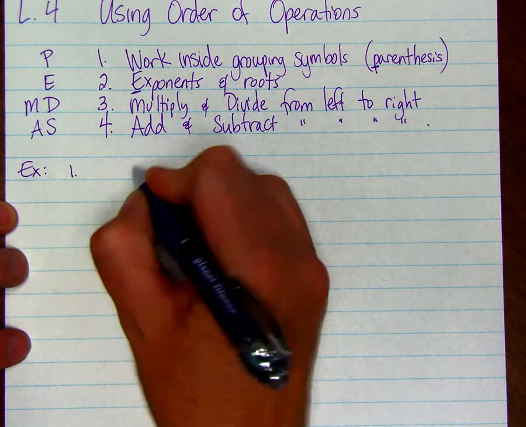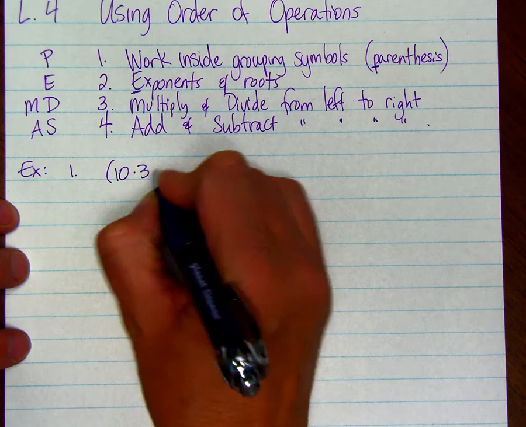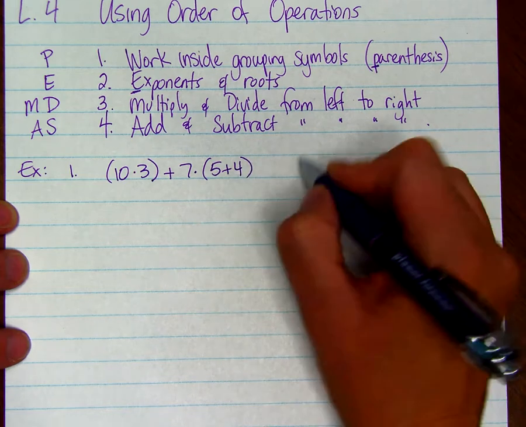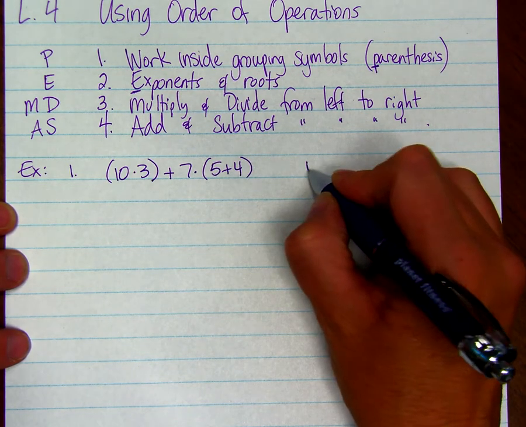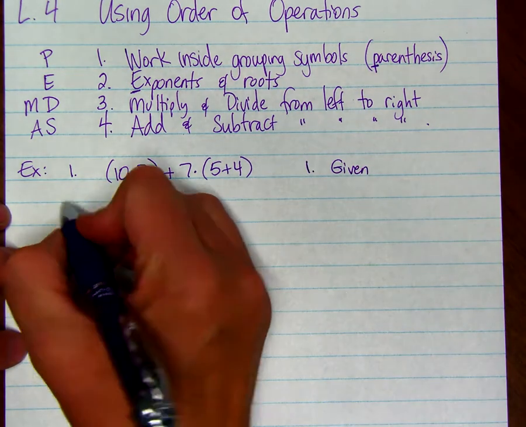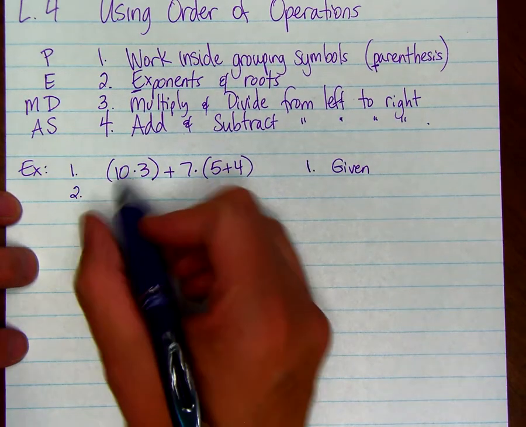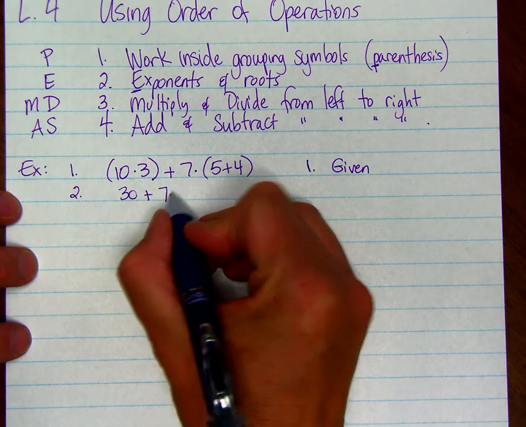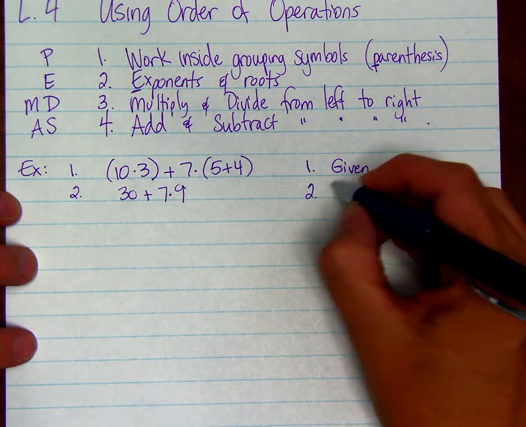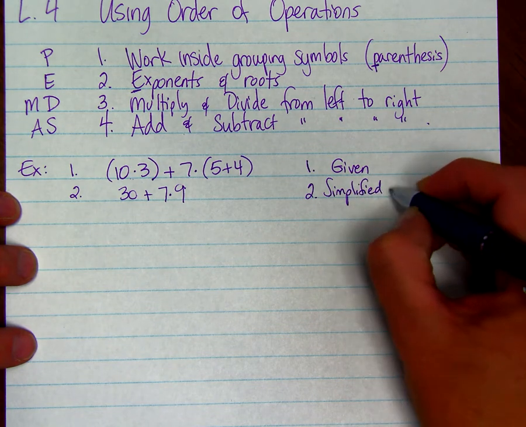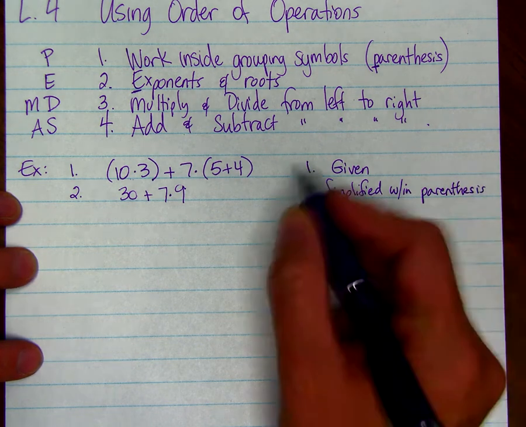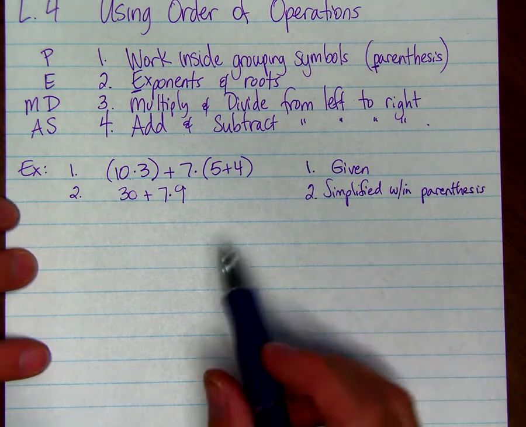So step 1, we're going to be given a problem. And we're going to write over here next to it the justification. So we're given this problem. Then we're going to work within the grouping symbols. So we have 30 plus 7 times 5 plus 4 is 9. So this is simplified within parentheses. We're going to have to show justifications on problems like this. It's going to look like this.